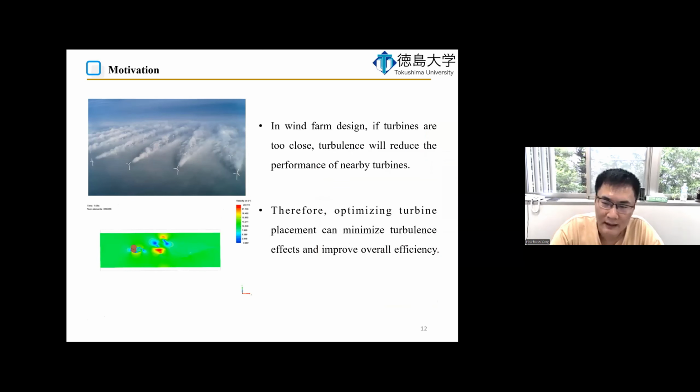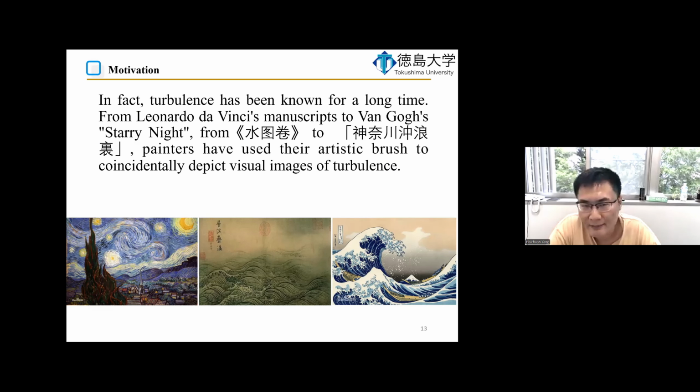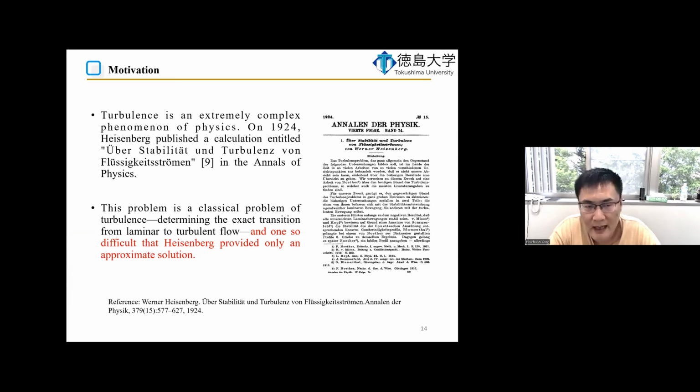In wind farm design, if turbines are too close, turbulence will reduce the performance of nearby turbines. Therefore, optimizing turbine placement can minimize turbulence effects and improve overall efficiency. In fact, turbulence has been known for a long time, from Leonardo da Vinci's manuscripts to Van Gogh's Starry Night, from Chinese painting to Japanese painting. Painters have used their artistic brush to coincidentally depict the visual image of turbulence. Turbulence is an extremely complex physical phenomenon.